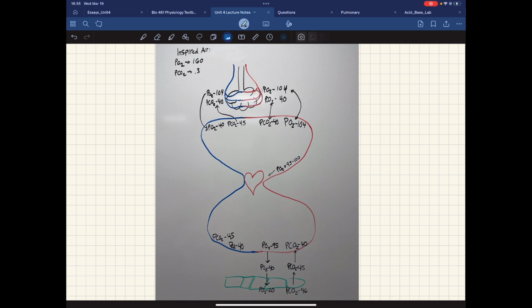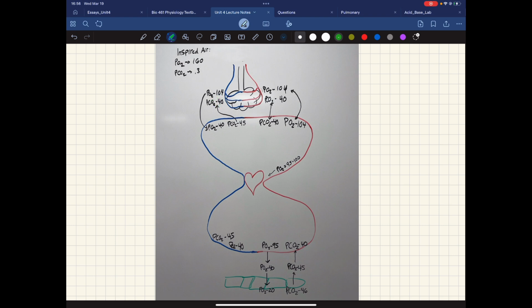Let's look at the alveoli, and that's where the air comes in, and this is where the gases are, and then they're exchanged, like we talked about, through the membrane of the alveoli to the capillary of the blood vessel that's surrounding the alveoli. So when air comes in, the partial pressure of the oxygen in the actual alveoli is going to be 104.